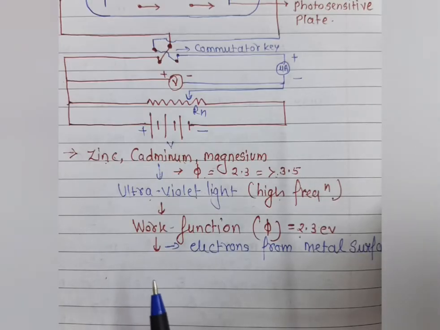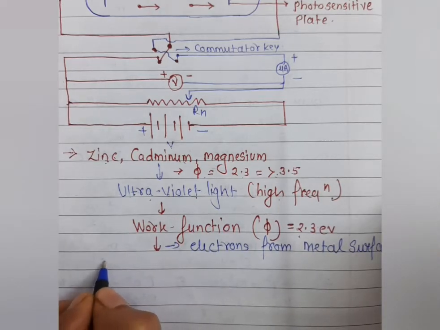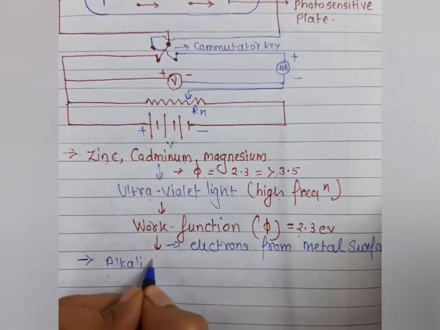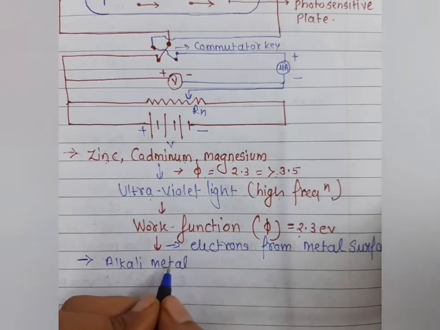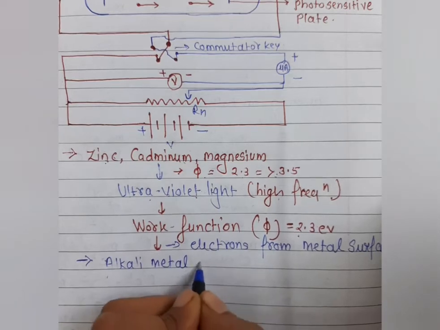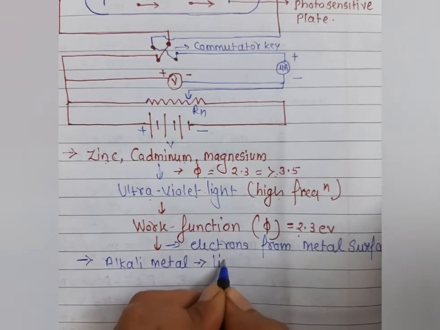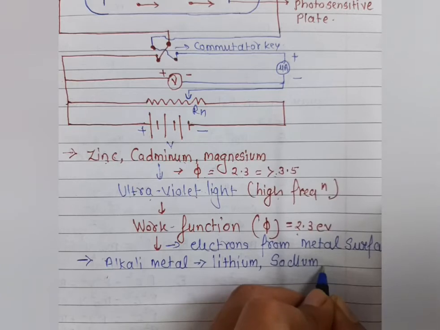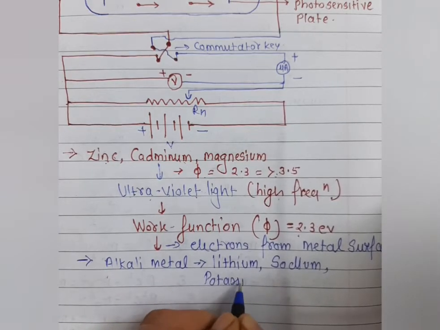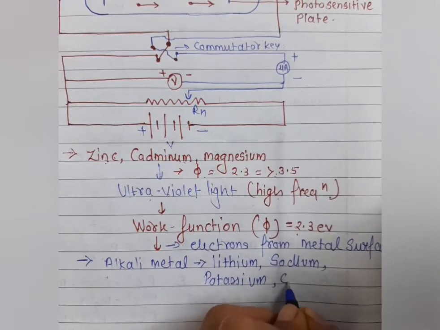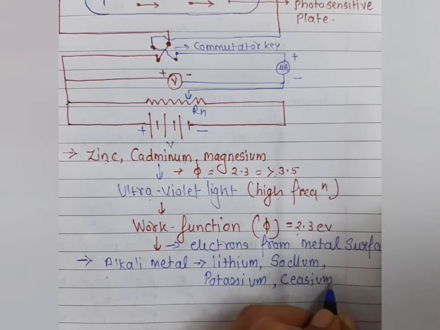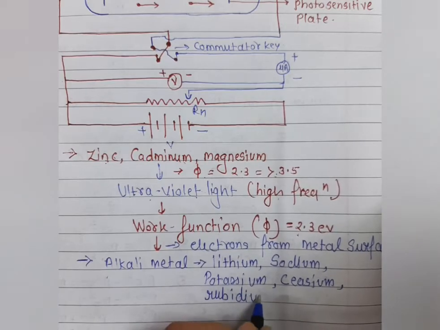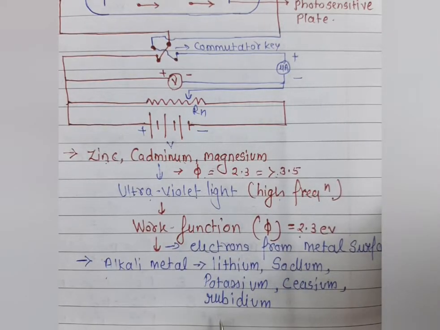And if we consider the next point, a metal like alkali metal, such as lithium, sodium, potassium, cesium, and rubidium. This type of metal plate is known as alkali metal.